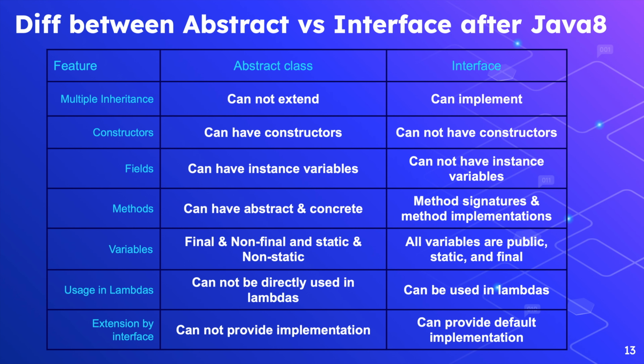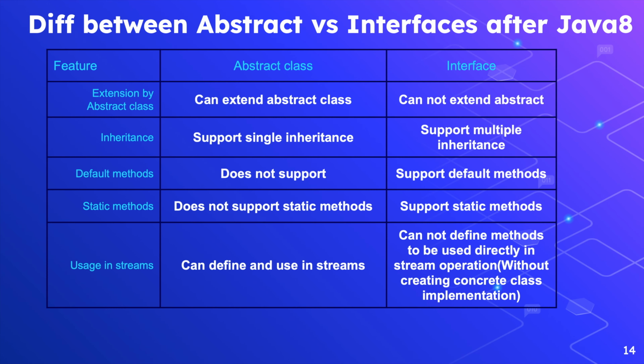And the next one, coming back to abstract classes, is extension by abstract class. Here an abstract class can extend another abstract class, whereas an interface cannot extend multiple abstract classes. And for inheritance, abstract classes support a single inheritance hierarchy, whereas interfaces support multiple inheritance through interfaces, as we discussed previously.